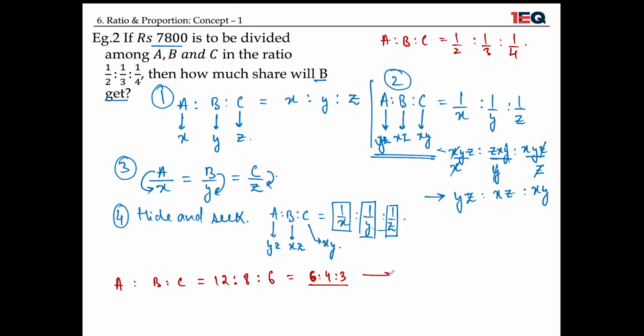Now it says that rupees 7800 is the total value of everything. So what would be the share of B? The share of B is 4 out of a total of 13. 13 sixes are 78, so 600. 4 when multiplied by 600 would give me 2400. And this is my final answer.